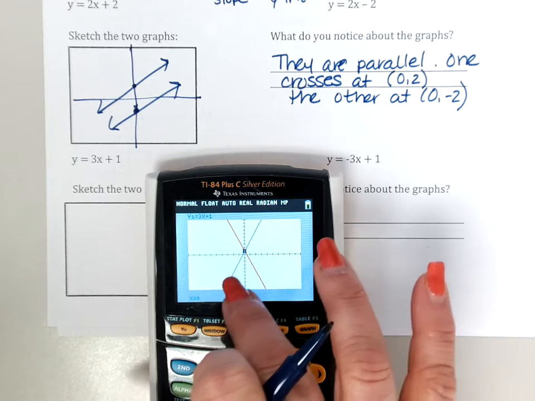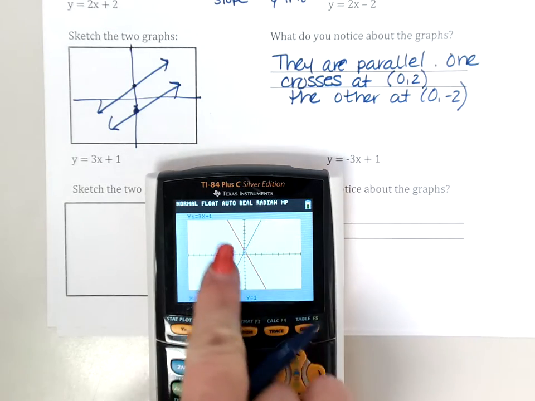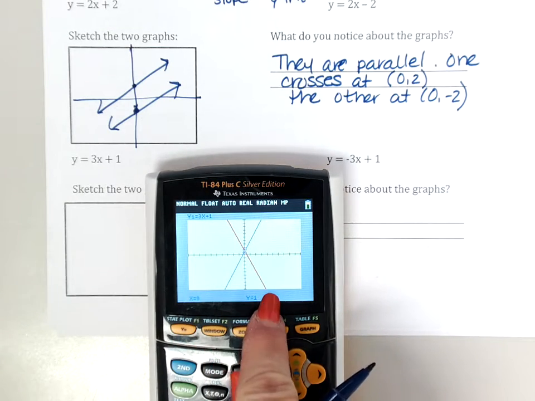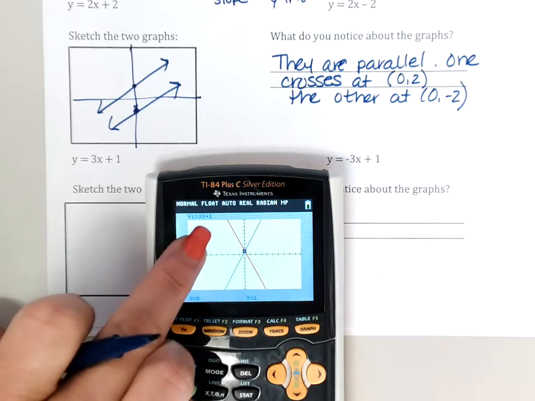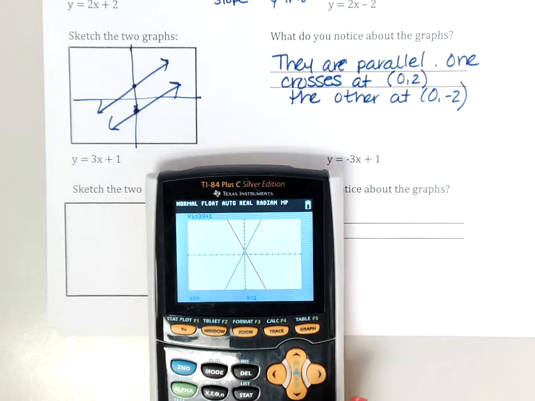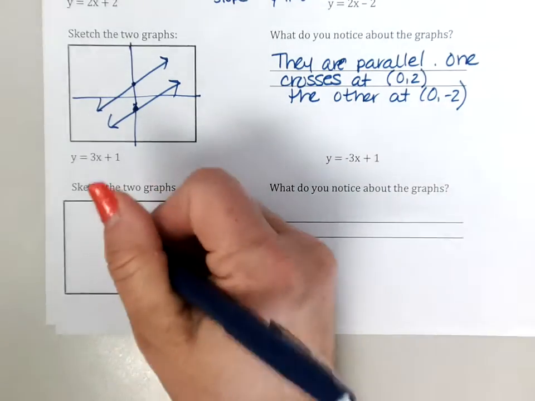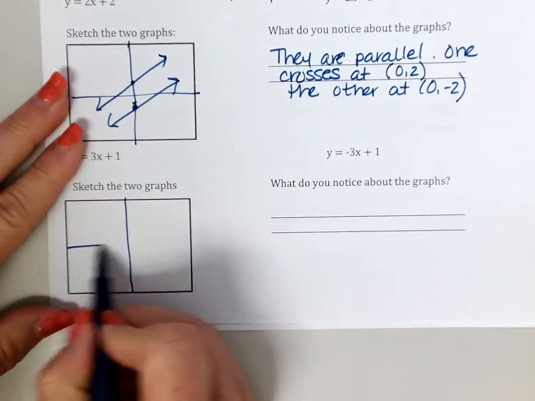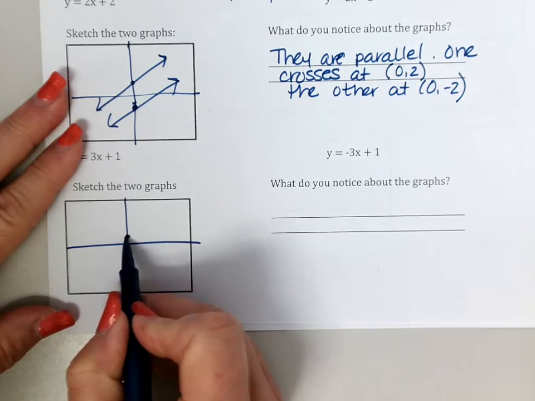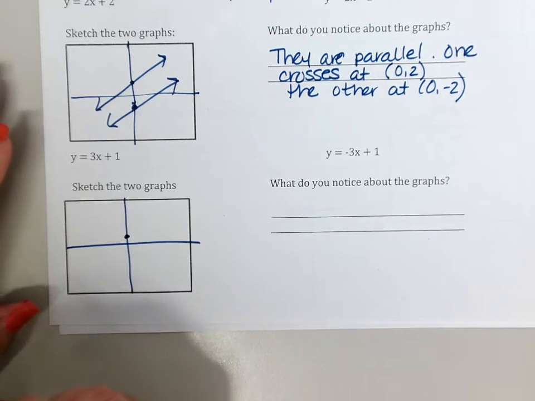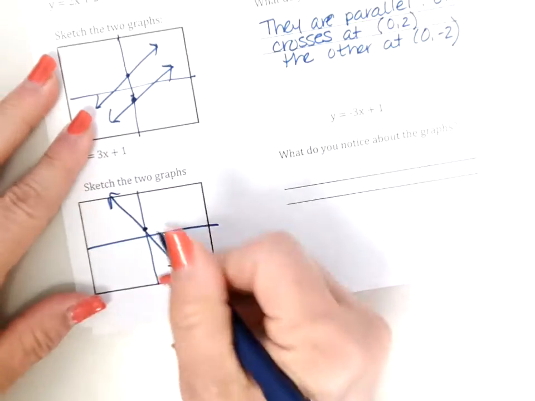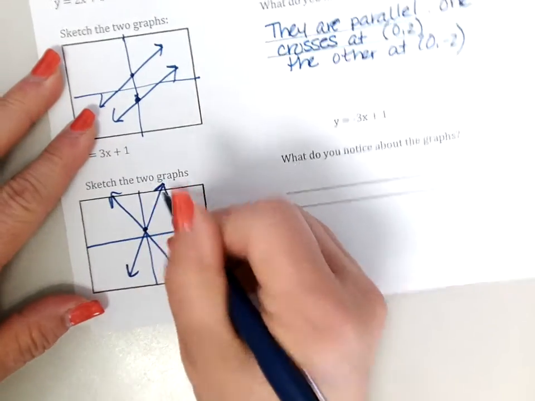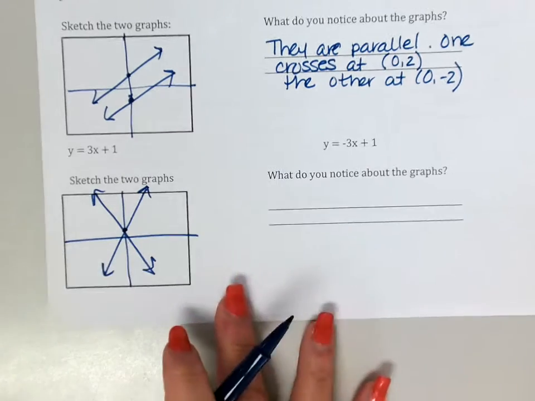The positive one was the blue one. The negative one was the red one. It's going downward. So it looks like the positive one goes upward from left to right, and the negative number goes downward from left to right. So I'm going to sketch it. Here's my point at 0, 1. And I'll just try to make them look like they're the same slope, just to give an idea.